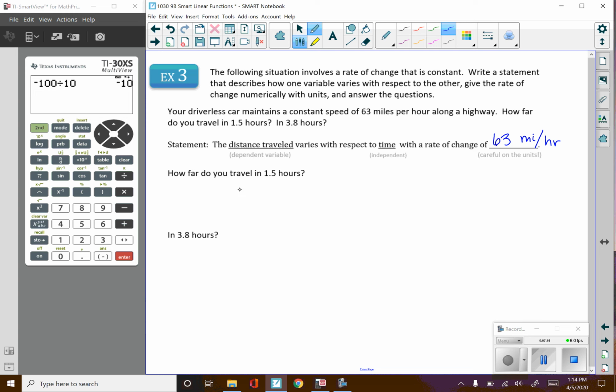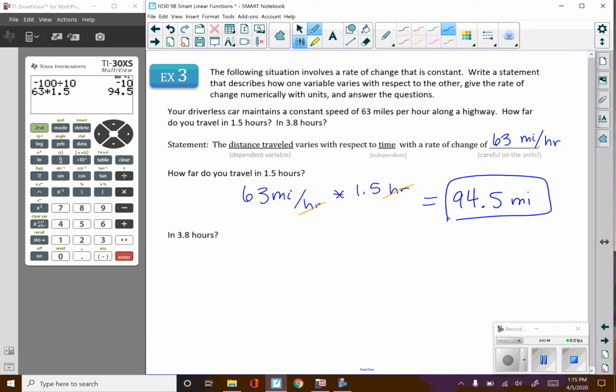So if we have a rate of change of 63 miles per hour and we are driving for 1.5 hours, we just multiply that together. And if you think back to unit analysis, you can just think about that the hours there are canceling out, leaving us with a distance of how far we traveled. So it's just 63 multiplied by 1.5, which gives us 94.5 miles traveled.